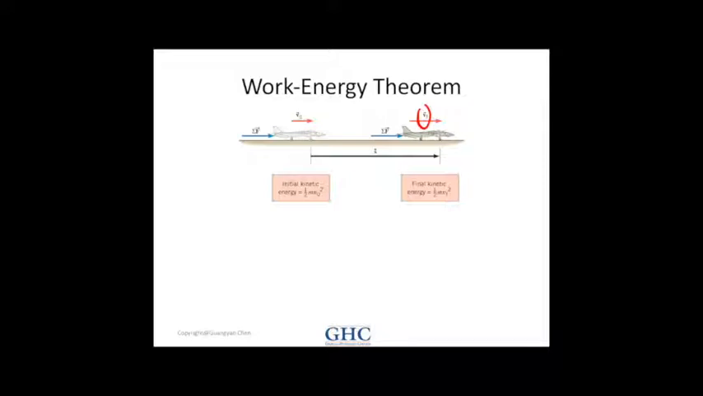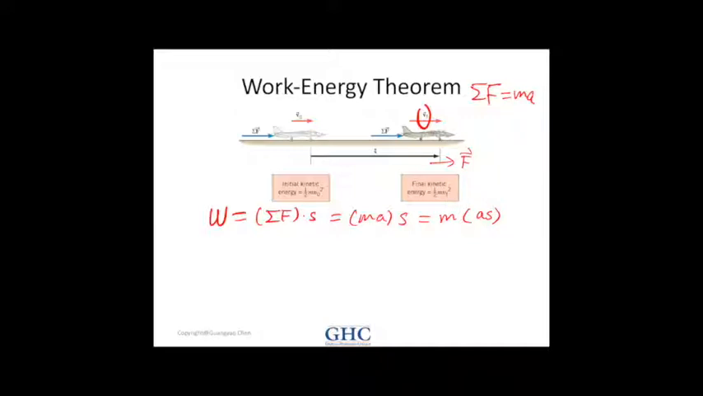The net work, the total work done on the airplane, would be the net force times its displacement. Because the force is in the same direction as the displacement, the angle is 0, so cosine 0 gives us 1. Also, from Newton's second law, net force equals ma, so the work also equals mas.